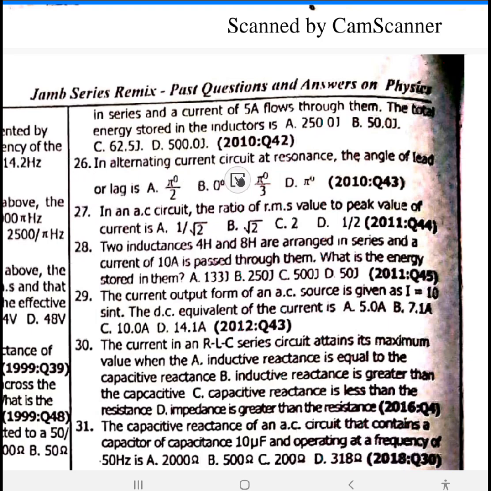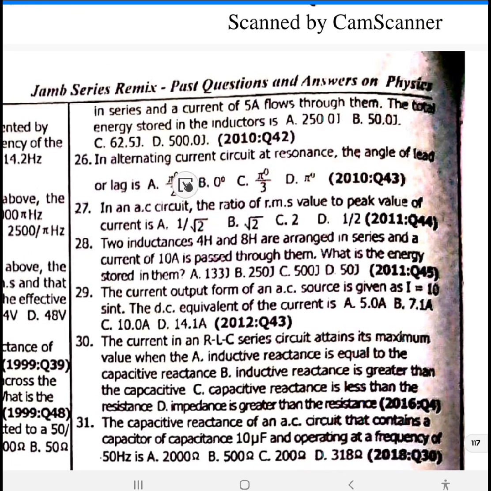In an alternating current circuit at resonance, the angle of lead or lag is 0 degrees. Now jot this down for me. AC circuit containing a capacitor: the capacitor current leads the voltage, or the voltage lags the current by 90 degrees.